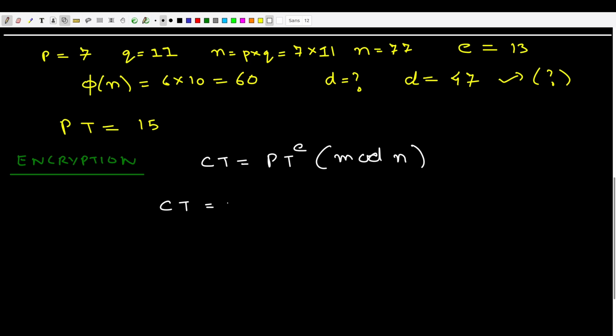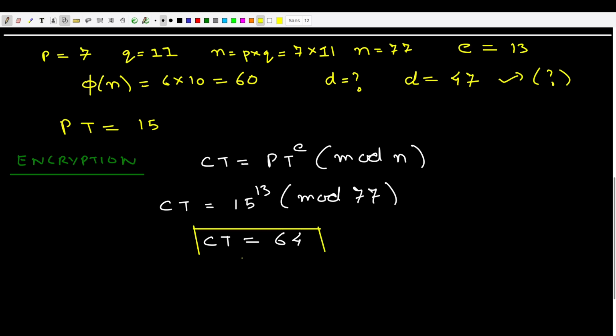So this is basically equal to plain text. What is the plain text? Which is 15. E is what? E is 13, modulo n. N is 77. So if you compute 15 to the power 13 modulo 77, you will get ciphertext as 64. I'm skipping the computation, but if you want, you can compute it on your own and you will see that the ciphertext is 64.